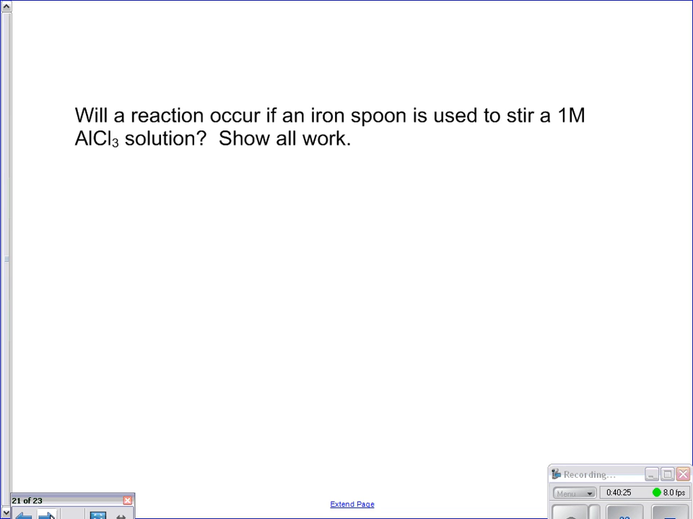Okay, so I'm going to spell out everything in this. I'm going to start by writing a molecular equation. So I see that I've got my iron spoon, and I'm going to throw in some phase notation also. It's a solid piece of iron, and I'm adding it to my 1 molar aluminum chloride solution. It is a solution. It's aqueous. You could prove it to yourself and look at your solubility rules, but it is aqueous. So when this forms, it is going to form an iron chloride.